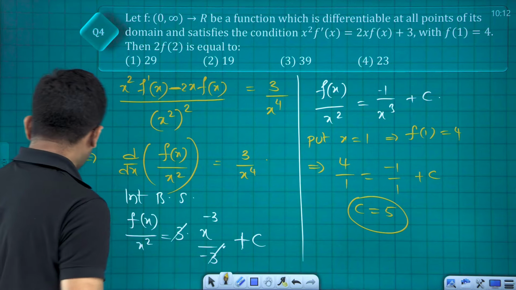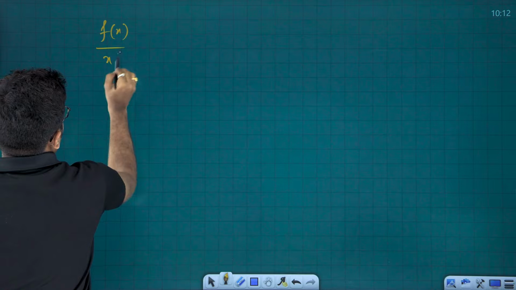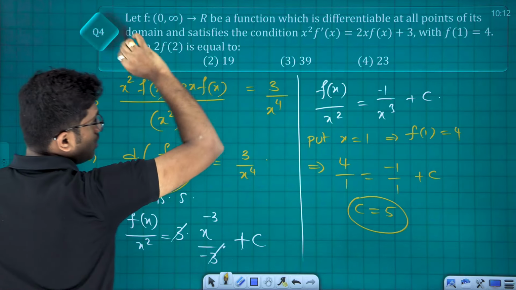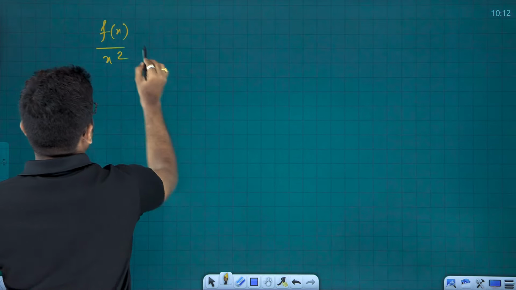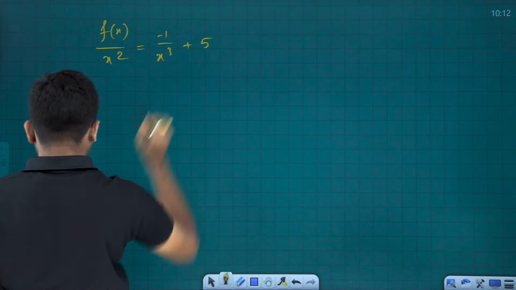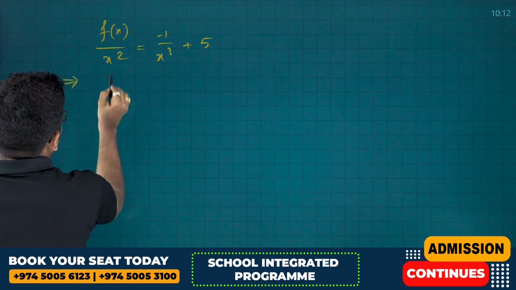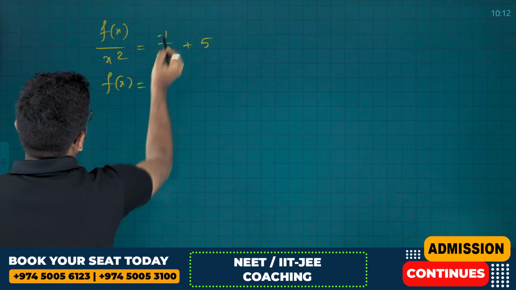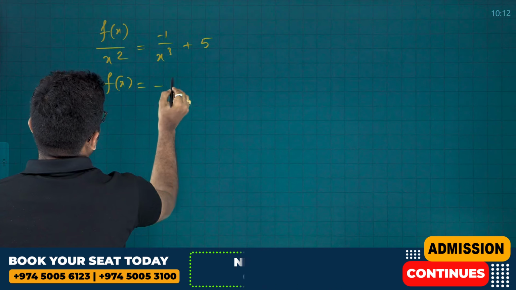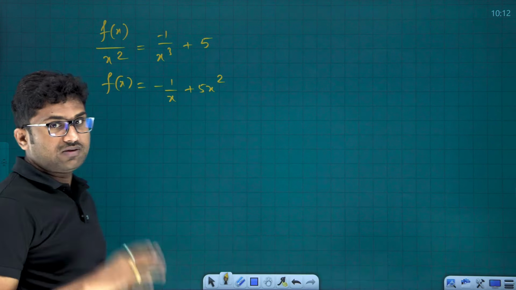C is 5. That means what is the function now? f of x by x square is equal to minus 1 by x cube plus 5. Let's simplify this. So f of x is equal to minus x square by x cube, which is minus 1 by x, plus 5x square. That's it. This is our f of x.